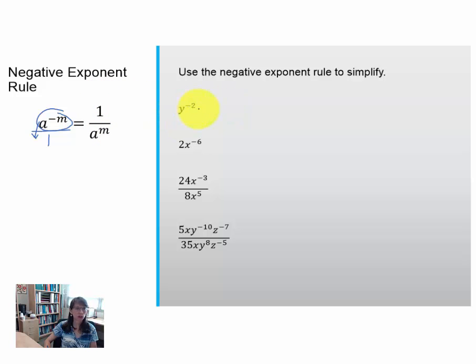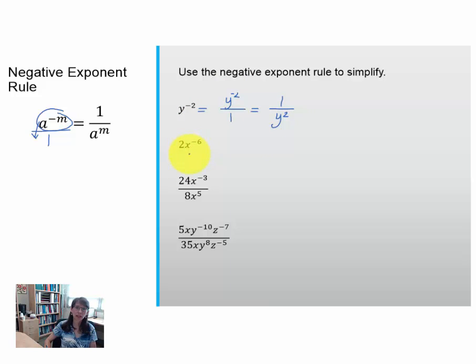With y to the negative 2, think of that as y to the negative 2 over 1. So to change negative 2 to a positive, simply shift it down. So we have 1 over y squared.